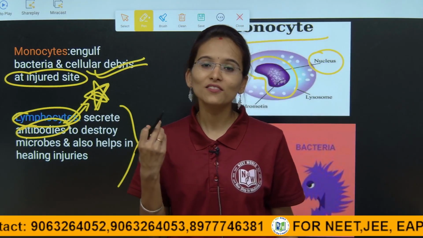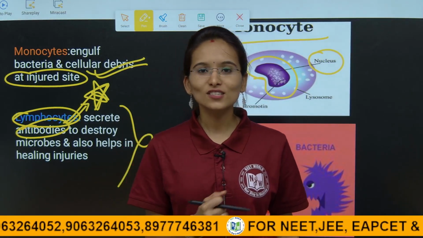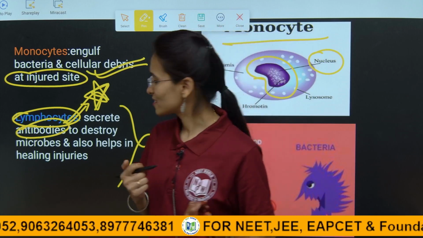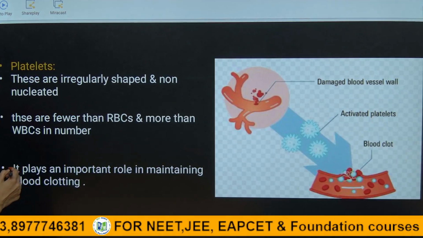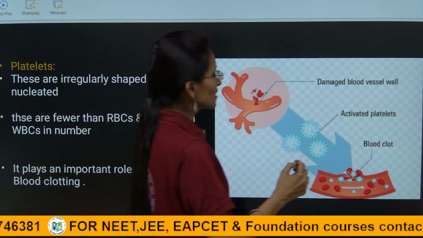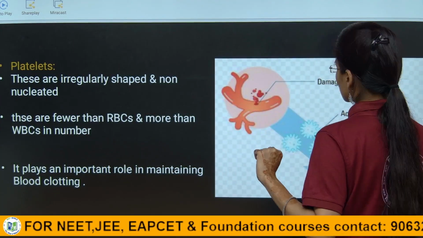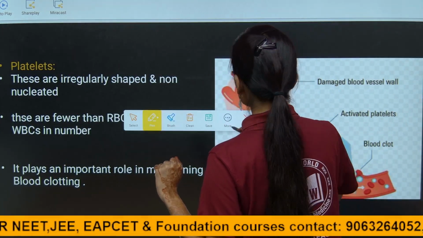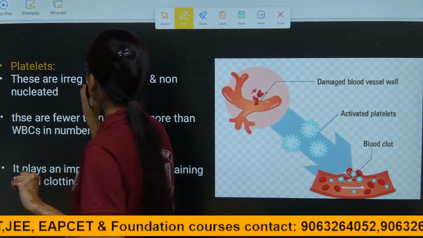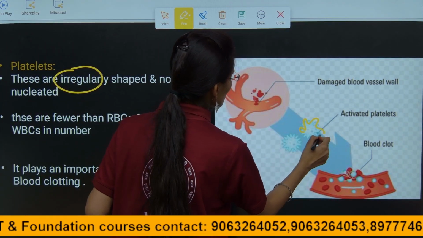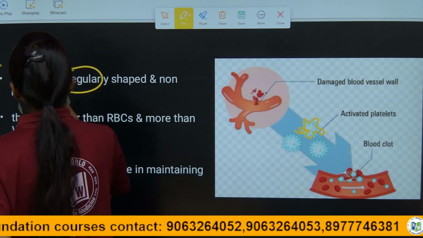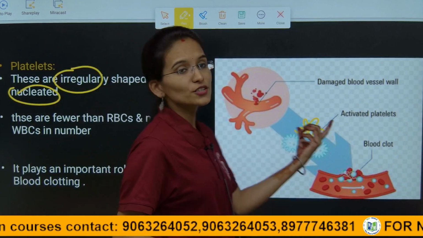They are going to fight against the disease-causing pathogens or antigens. Yes. So now, coming towards the third different type of blood cell, that is nothing but platelets. It is also very interesting to learn. Platelets are irregularly shaped cells, and these are non-nucleated. In these also, the nucleus is absent.